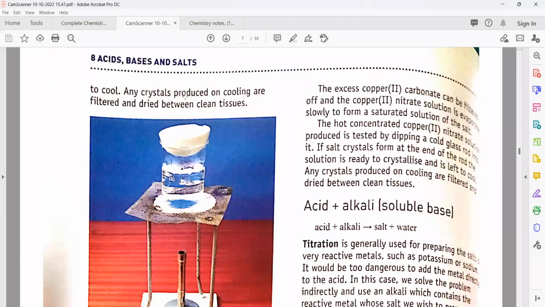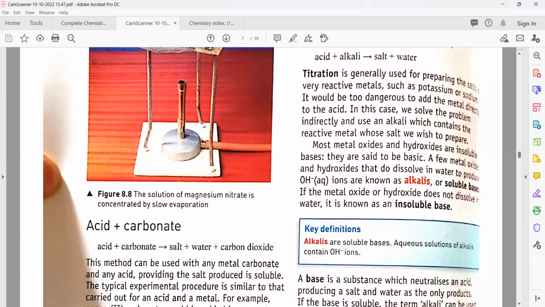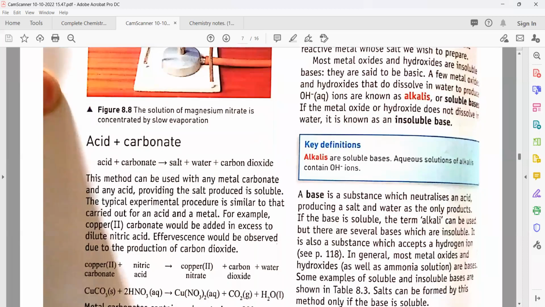Any crystals produced on cooling are filtered and dried between clean tissues. So the process here is another way in which you dry it and remove the excess, you can say the moisture from them, and you get your pure crystals.